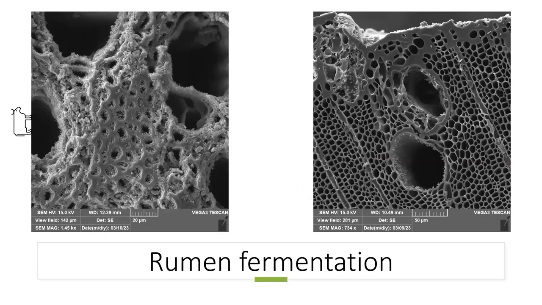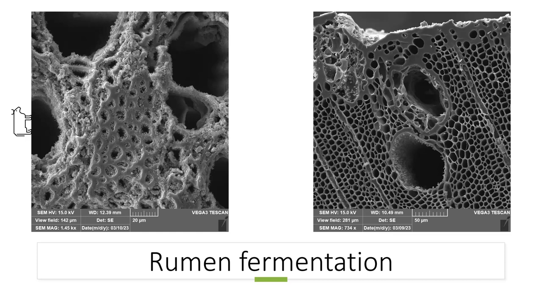Here are some photographs of biochar that was in the cow's rumen. It was put inside the cow. And yes, you are laughing, but it actually was. And it was held there for 6 up to 192 hours. And after this time, half of the sample was dissolved.